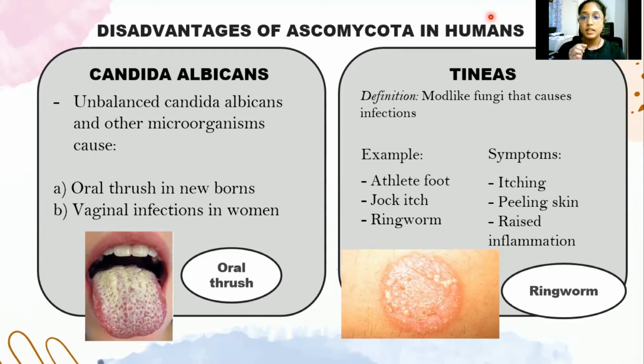Moving on, we have Tinea. What is Tinea? It is a mold-like fungus that causes infection. And what kinds of infections can it cause? It can cause athlete's foot, jock itch, and ringworm. And what are the symptoms? There will be itching, peeling skin, and raised inflammation.